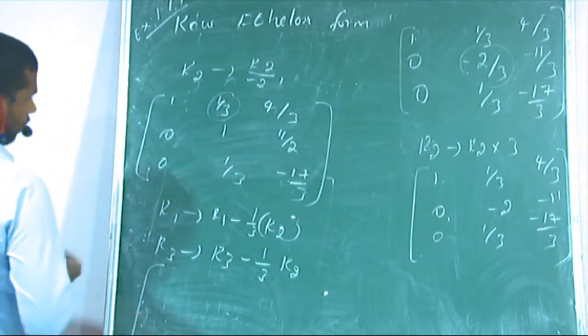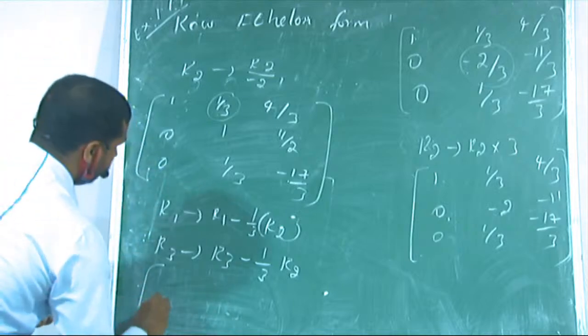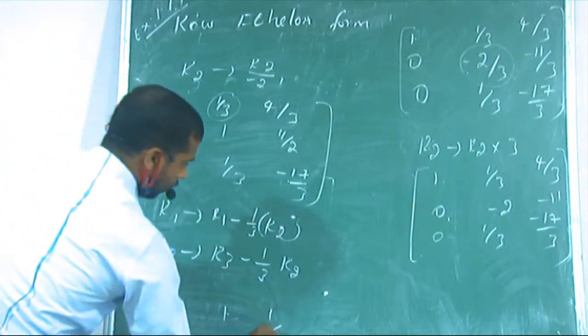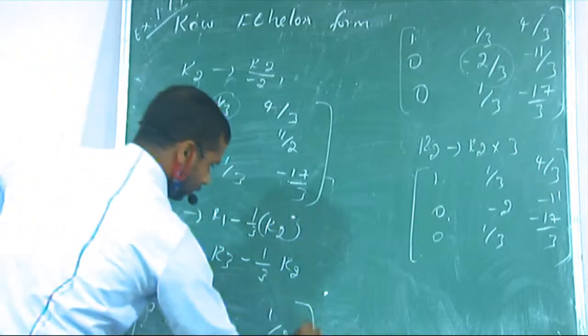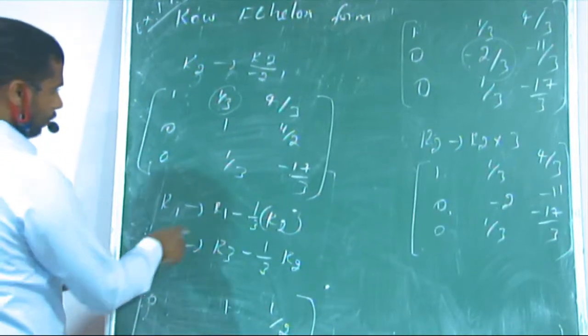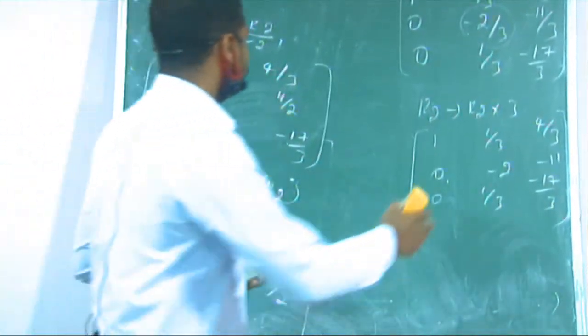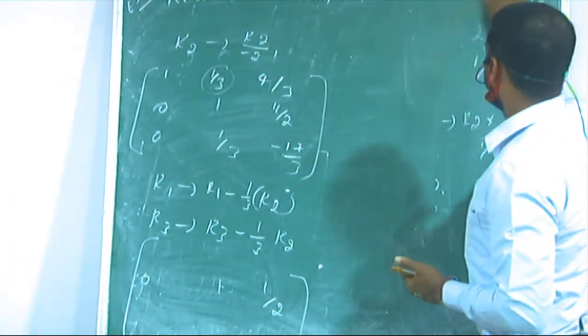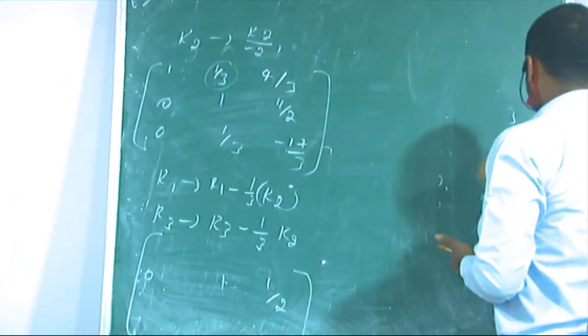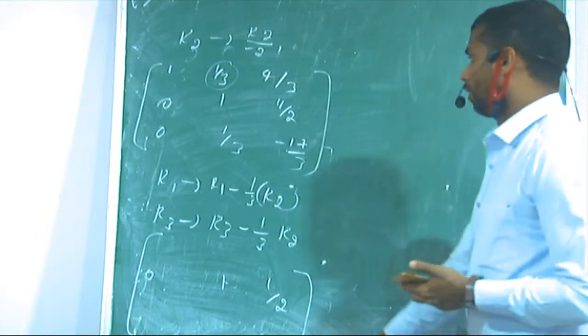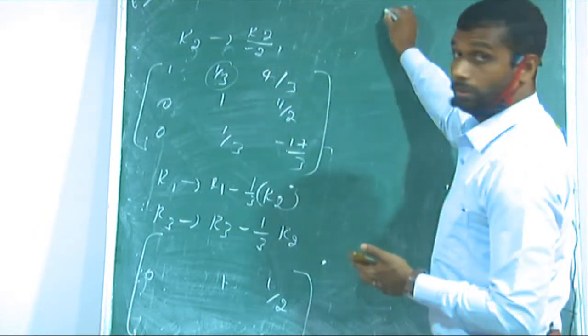R2 only, no need to change. R2 as it is: 0, 1, 11 by 2. Listen my dear friends, okay. R1, R3, how do we change now? The first condition: R1 gives R1 minus 1 by 3 into R2.